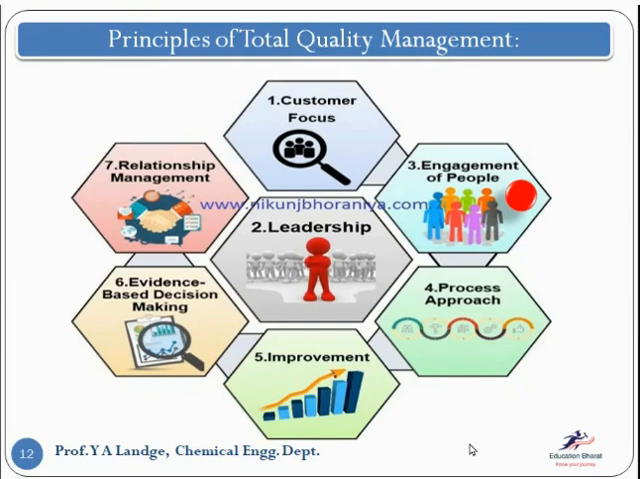Out of say 10 people working in a clerical job, only 5 are working and 5 are not working. Ultimately, the files continuously increase on their table, and there is inefficient work. Why? Because the one person who is sitting there is not engaging all the people. So in total quality management, everybody is to be engaged.